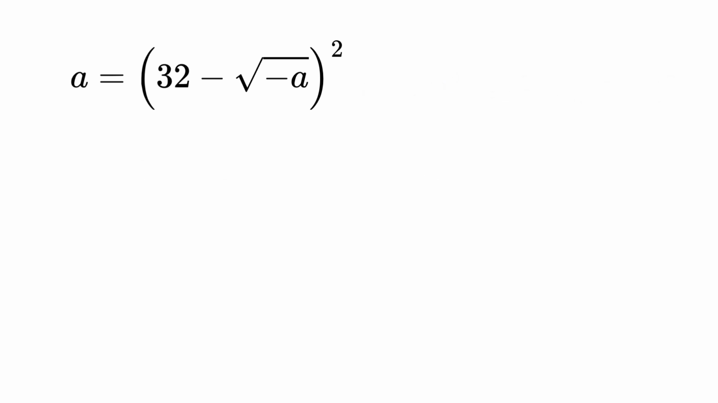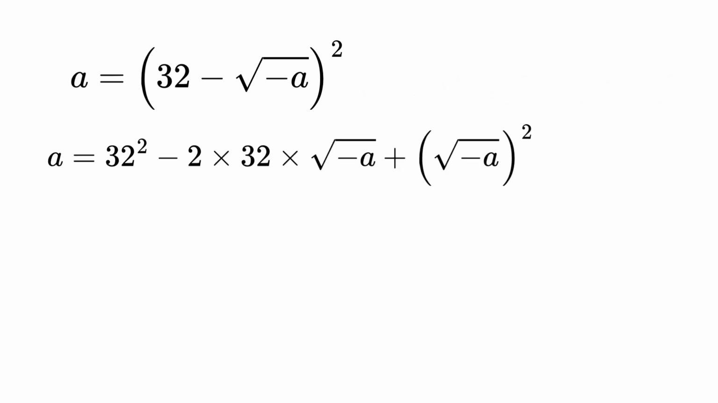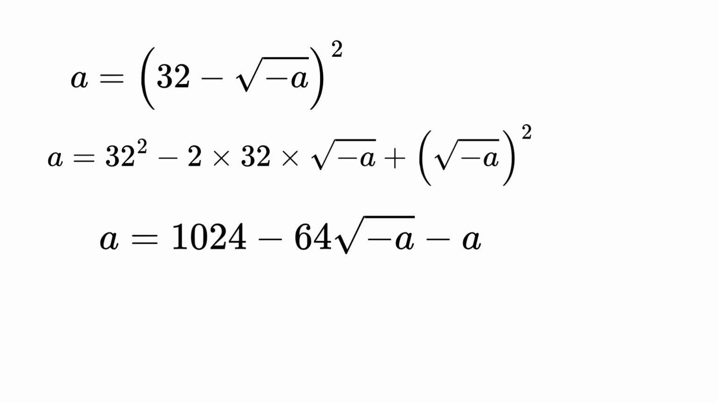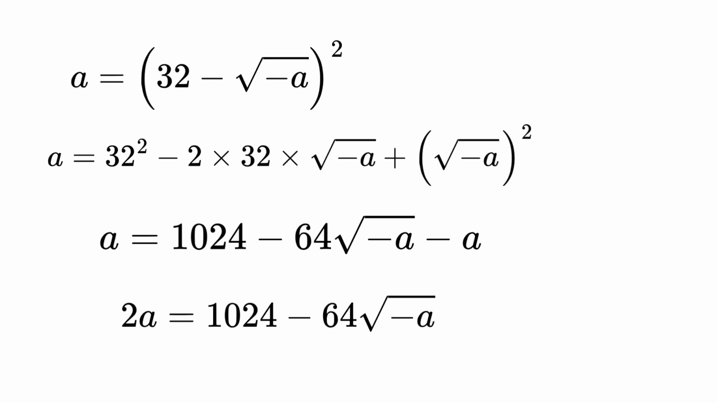Then we get a is equal to 32 square minus 2 into 32 into square root of minus a plus square root of minus a whole square. 32 square is 1024 and 2 into 32 is 64, and also square root and 2 will be cancelled, then we get minus a. This minus a goes to the left side and becomes a plus a is equal to 2a. Then we get 2a is equal to 1024 minus 64 square root of minus a.